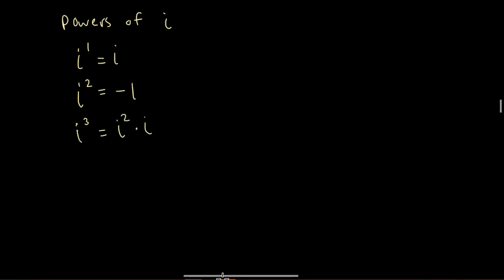Now a little bit on i: powers of i. These are kind of important. i to the first is obviously just equal to i. i squared, as we were saying, gives you negative 1. i to the third is i squared times i, which is negative 1 times i, because again i squared is negative 1. So this equals negative i.